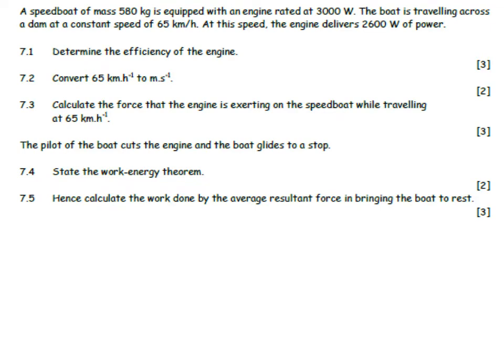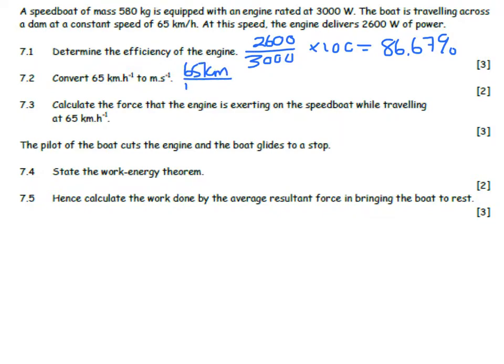A speedboat has a mass of 580 kilograms, and it is equipped with an engine that is 3,000 watts, and the boat is traveling across a dam at a constant speed. At this speed, the engine is delivering 2,600 watts. Determine the efficiency. The efficiency is 2,600 over 3,000, the maximum available, and we get a percentage, and it turns out to be 86.67%.